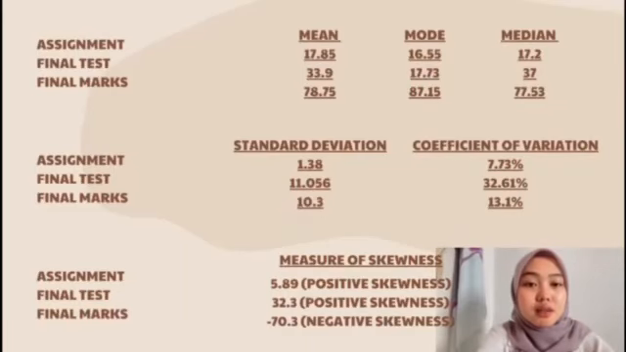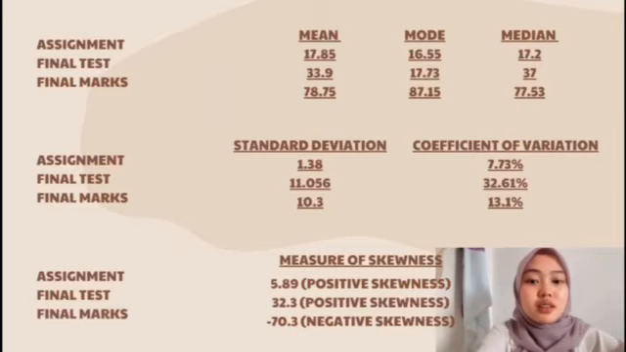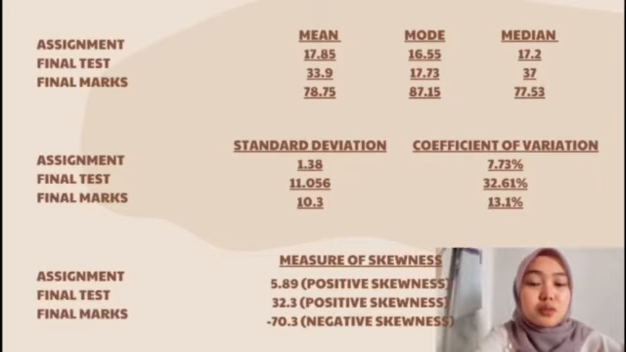Now the mean, median and mode of assignment. Mode of assignment: most students obtain 16.55 marks in assignment. For mean, the average marks obtained by students in assignment is 17.85. For median, 50% of students obtain less than 17.2 marks, and the other 50% of them obtain more than 17.2 marks in assignment.